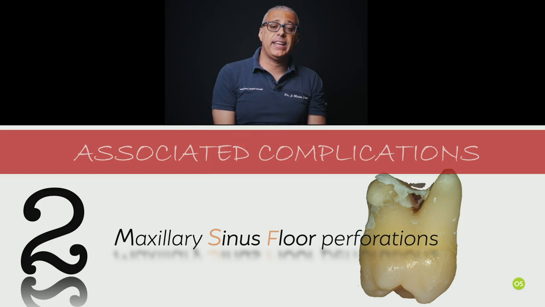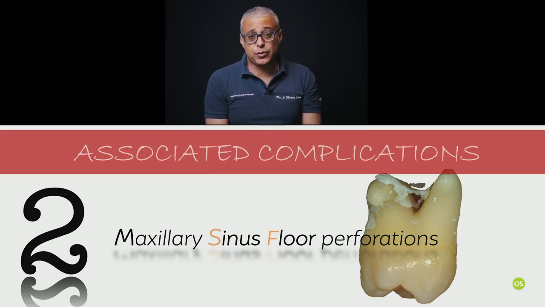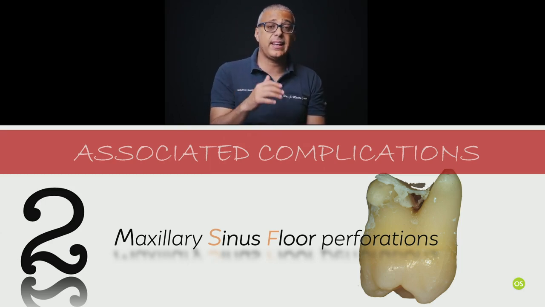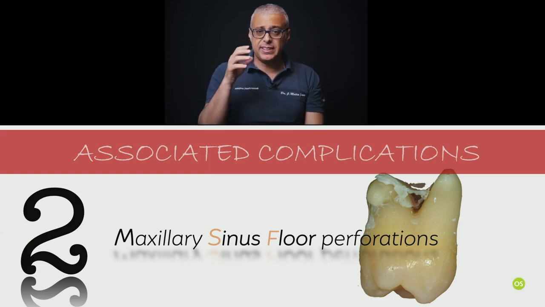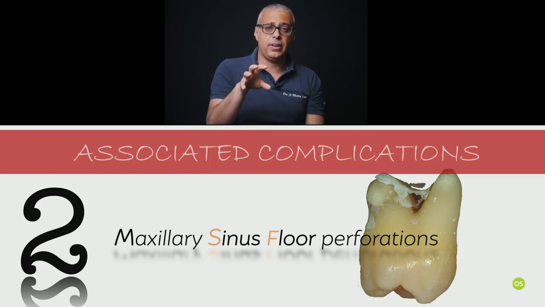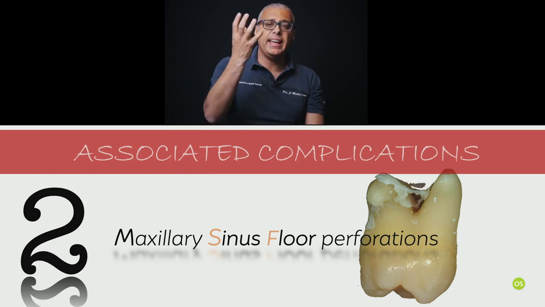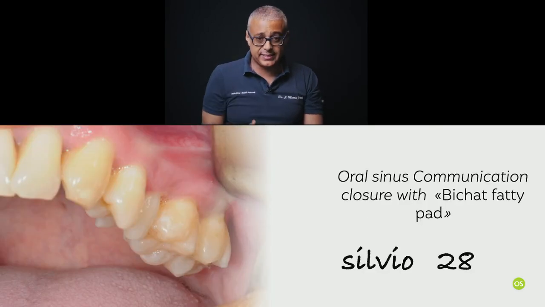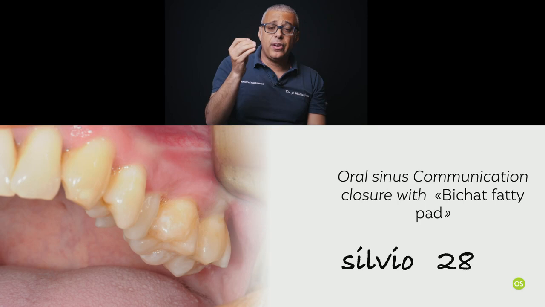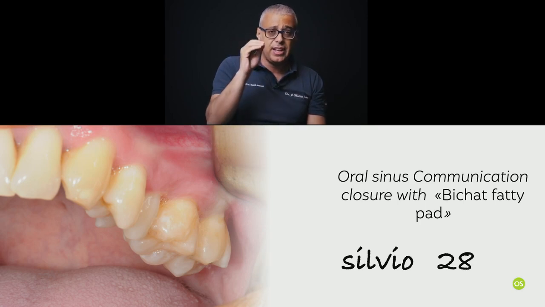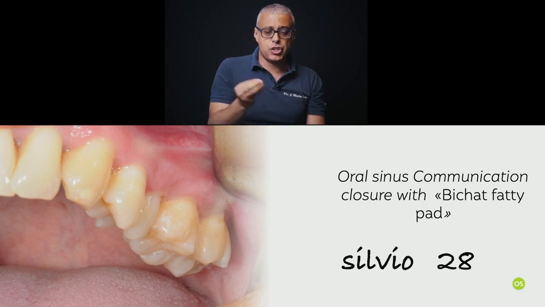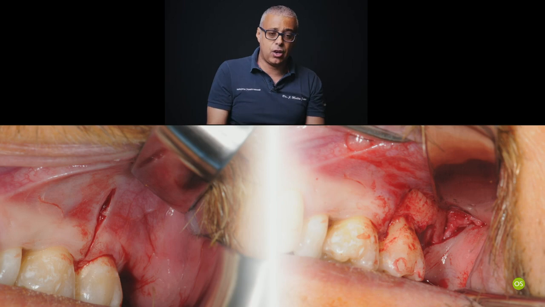Another kind of complication is the maxillary sinus floor perforation. We have seen in the classification that many times the roots of the upper third molar teeth are in connection with the maxillary sinus. Another possibility of treating the communication is either using a collagen sponge or a Rehrmann flap, or using the Bichat fatty pad that is sutured on the palatal aspect to close the communication.